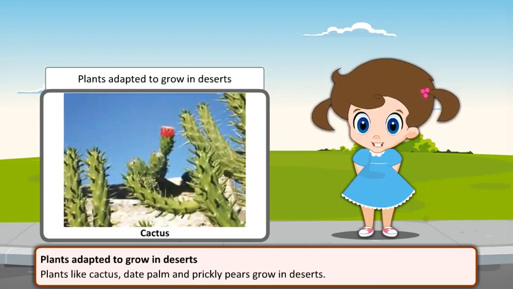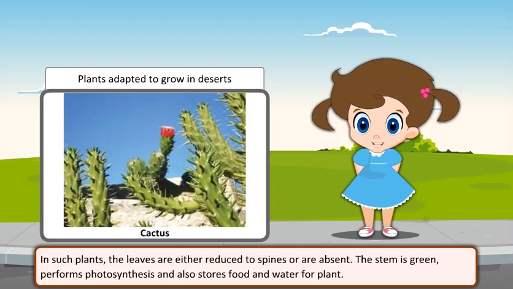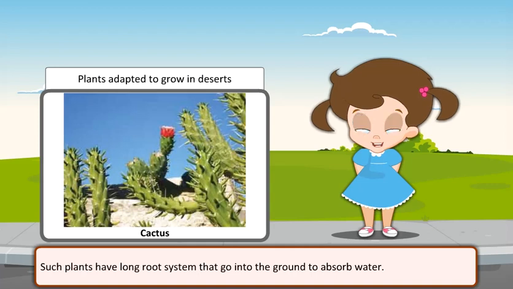Plants adapted to grow in deserts. Plants like cactus, date palm, and prickly pears grow in deserts. In such plants, the leaves are either reduced to spines or are absent. The stem is green, performs photosynthesis, and also stores food and water for the plant. Such plants have long root systems that go into the ground to absorb water.